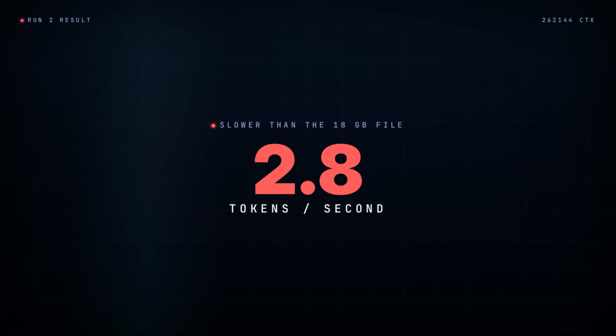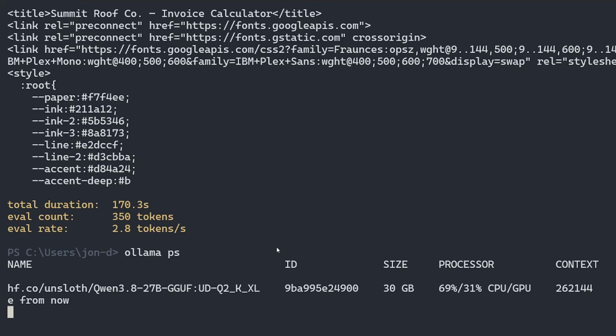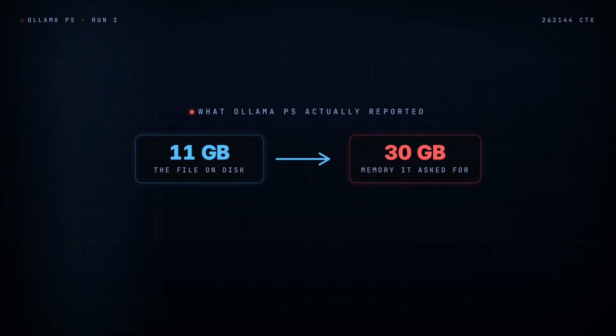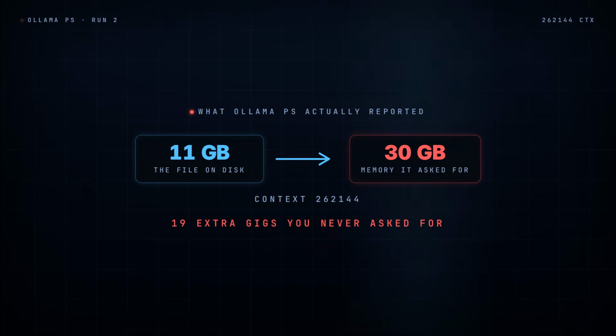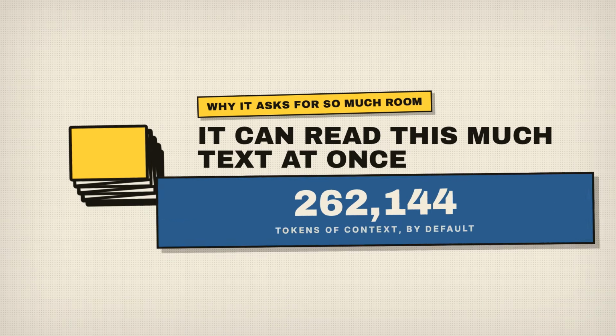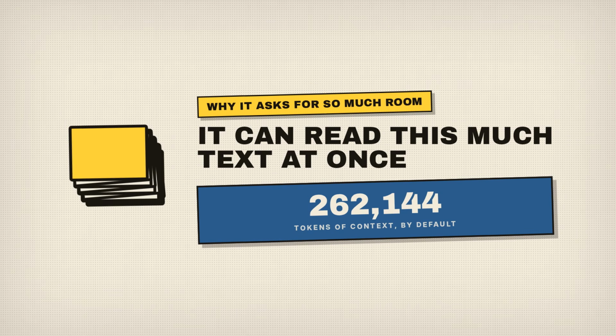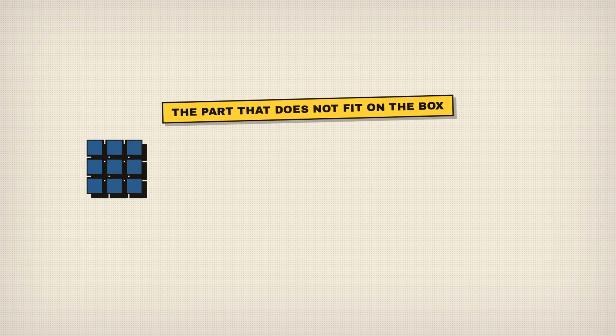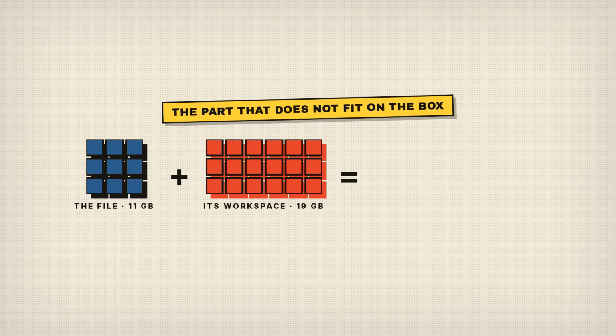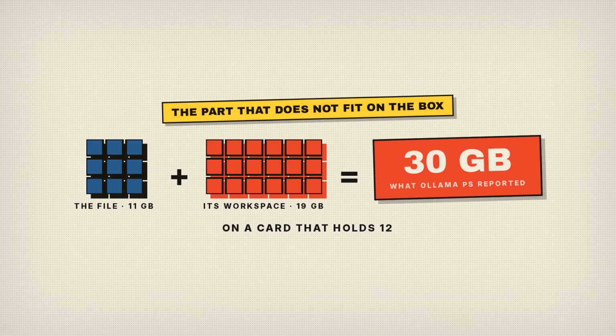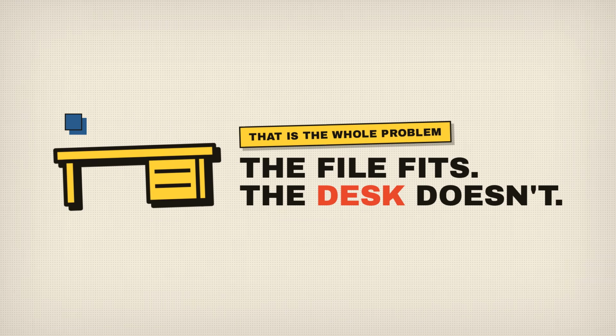3 tokens per second. So we're gonna type in ollama ps. Take a look at it. It says 30 gigs for an 11 gig file. So what is happening? This model can read a massive amount of text at once, about 262,000 tokens. And Ollama hands it that giant workspace. So that workspace uses the memory, about 19 extra gigs of it. So the file actually fits, but the desk it works on doesn't.